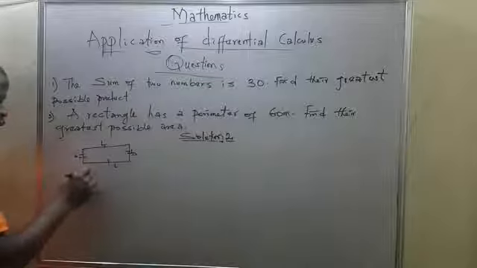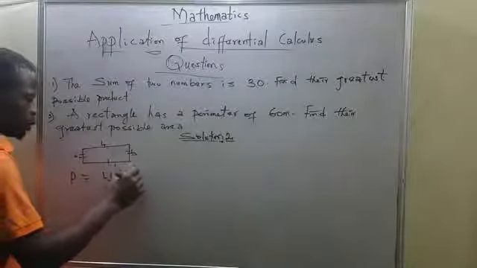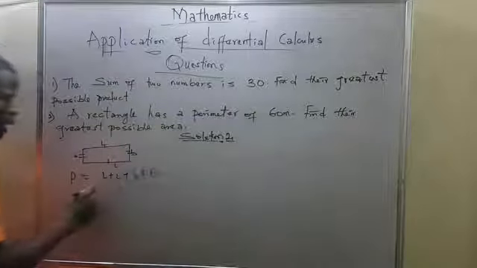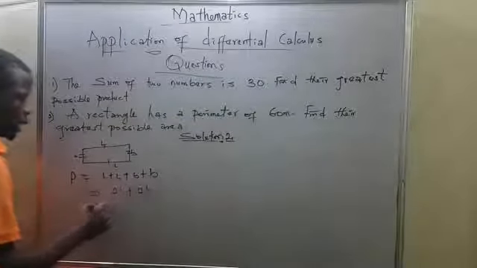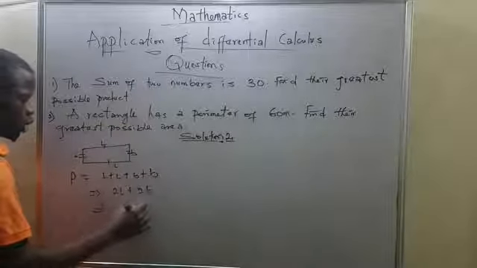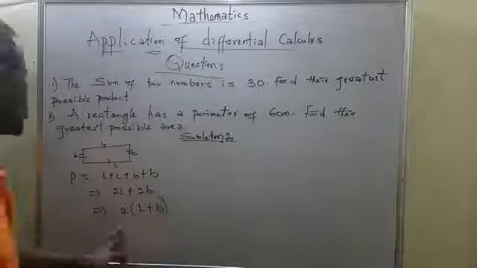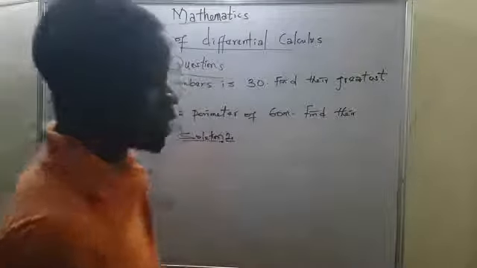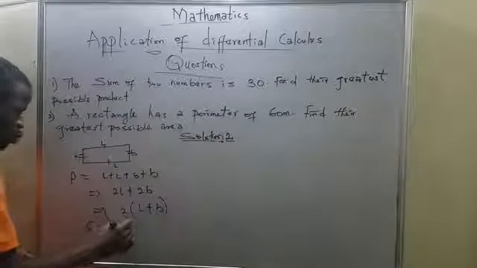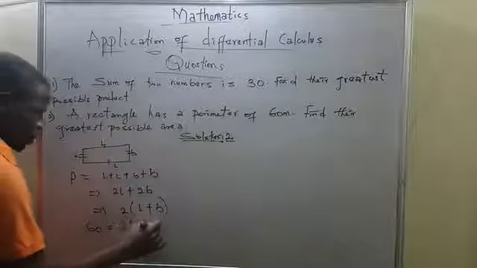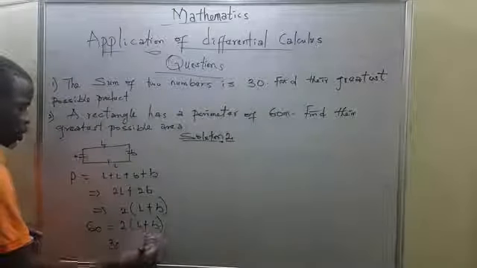So the perimeter would be what? Length plus breadth plus length plus breadth. And that implies that what? 2L plus 2B. And that implies that what? 2 open bracket length plus breadth. So this becomes the perimeter. And you have been told the rectangle has a perimeter of 60 meters. That implies that 60 can be equals to 2 open bracket length plus breadth. Divide both sides by 2, that means 30 will be equal to L plus B.